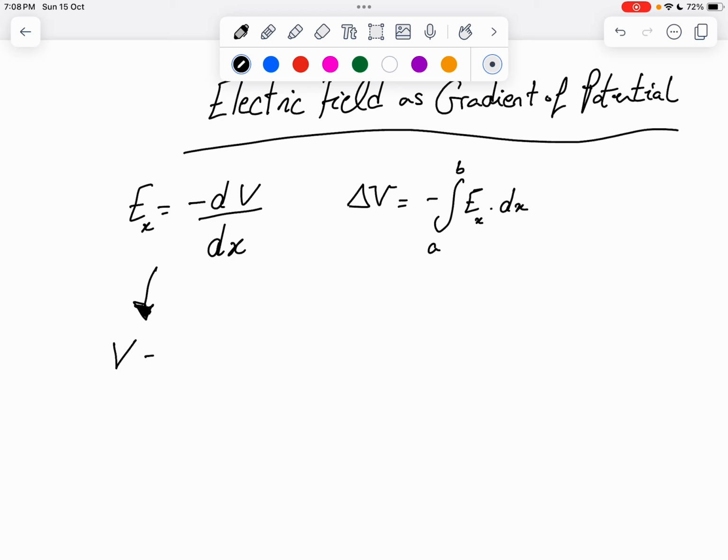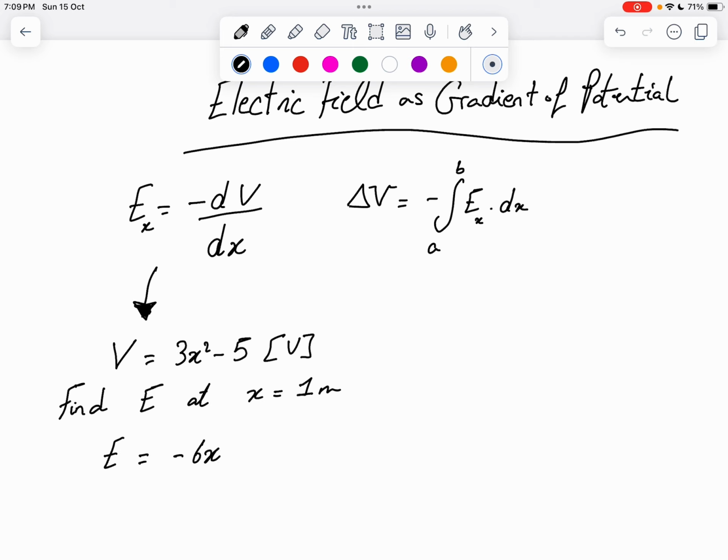Let's say the potential is given as 3x squared minus 5, and the question is to find E at x equal 1, for example. Let's say that's in volts at x equal 1 meter, everything in SI units. So E becomes minus the derivative of voltage with respect to x, so the derivative of this V will be minus 6x, and when we substitute x equal 1, it's going to be minus 6 times 1, or minus 6. The unit is volts per meter.